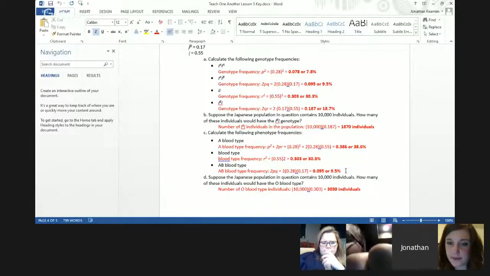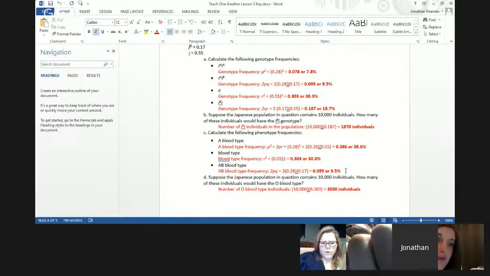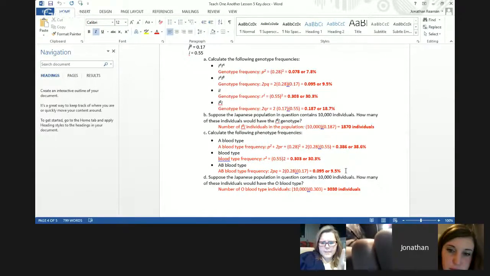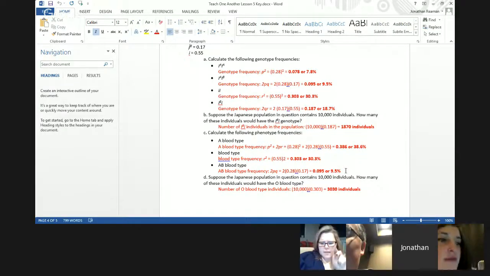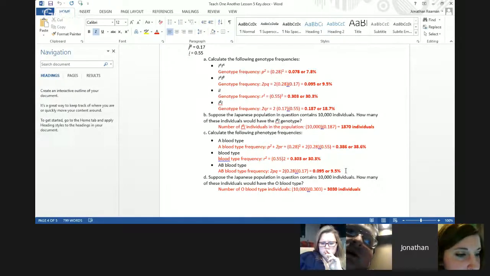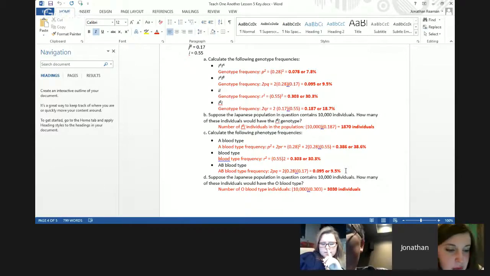Okay, I somehow got something different for the AB and then for the heterozygous B. But I have the same problem. I got 0.0476 on the AB and 0.0935 on the B. See, I got something different than that.